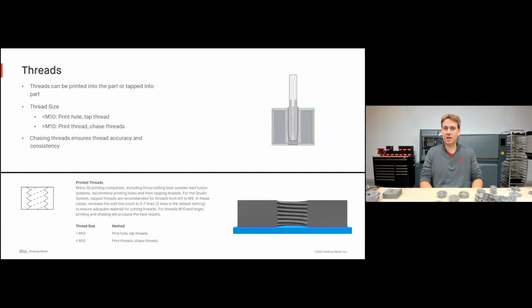Threads. Threads can be printed into the part, or they can be tapped into the part. We recommend that if a thread is less than 10 millimeters, an M10, you should print the hole and tap the thread. If it's greater than an M10, you should print the thread and then chase it with a tap afterwards. Chasing the thread just ensures that your thread's accurate, it's consistent, and it takes no time at all, just to run it through the part real quick.